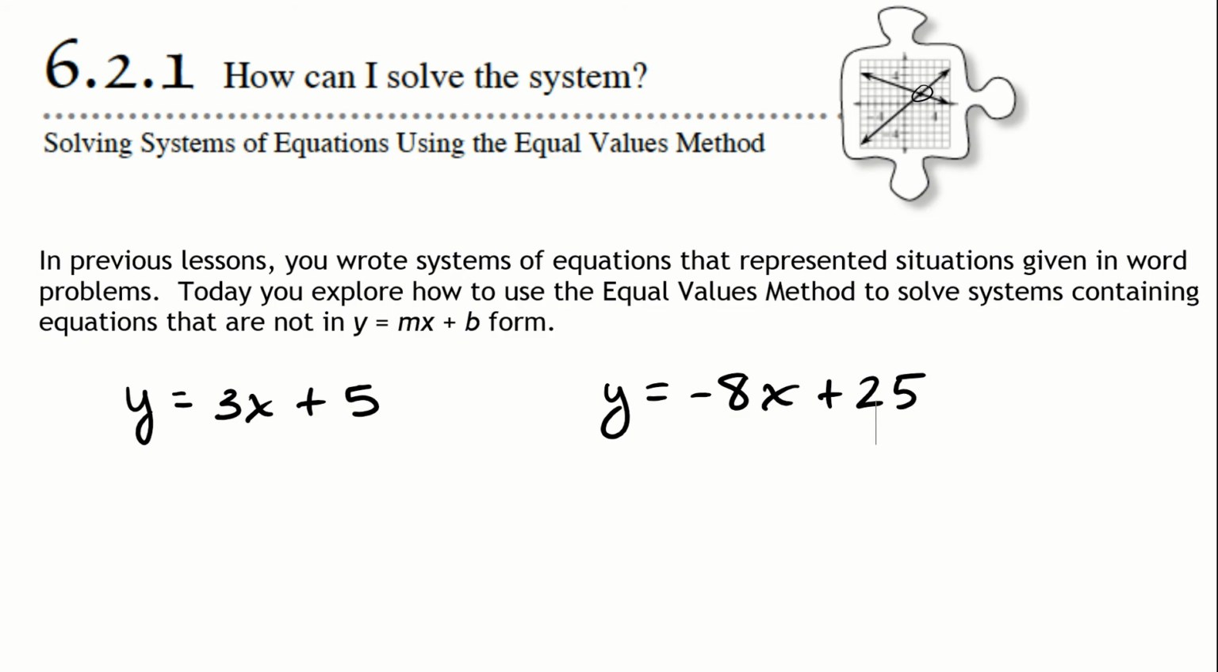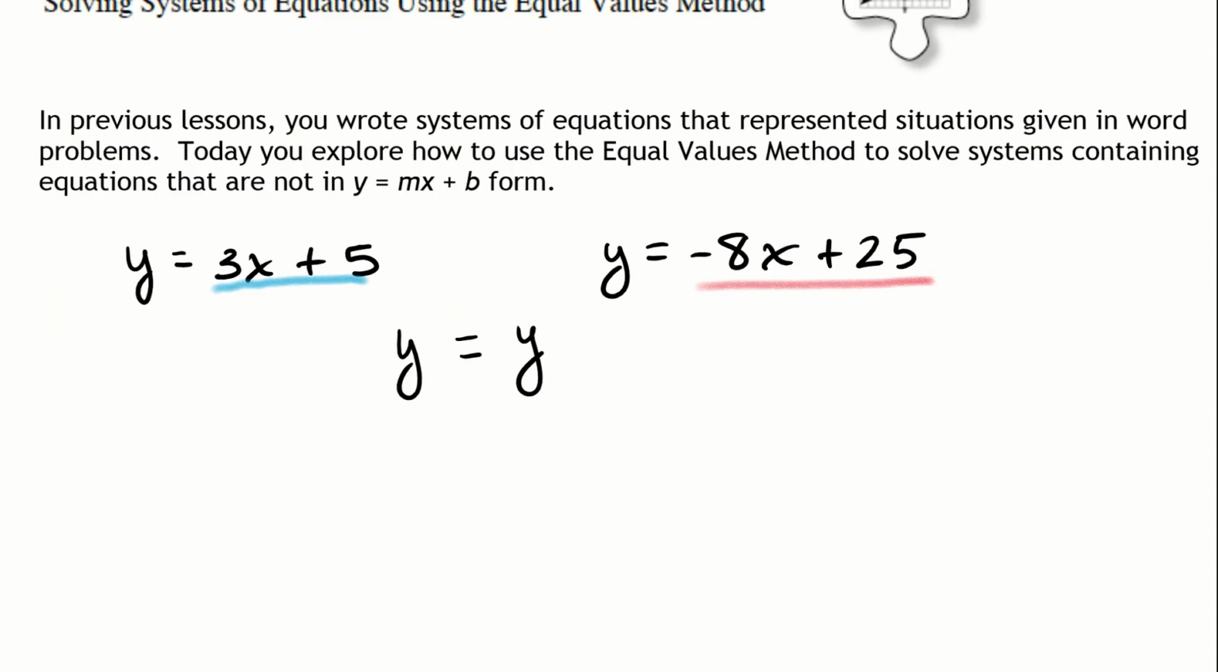So what we do is we realize that y, in the context of this problem, is certainly equal to itself. And I can see that, on the one hand, y was 3x plus 5. And on the other hand, y was the opposite of 8x plus 25. So because these two things are both equal to y, because the expression underlined in blue is equal to y, and because the expression underlined in red is equal to y, it must be the case that those two expressions are equal to each other.